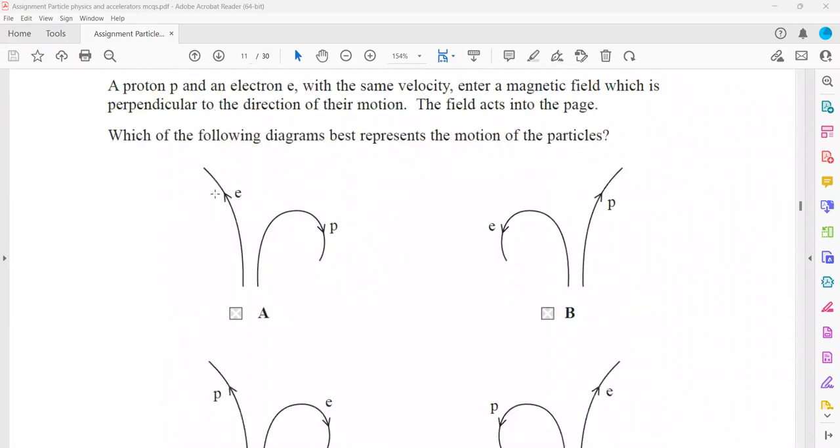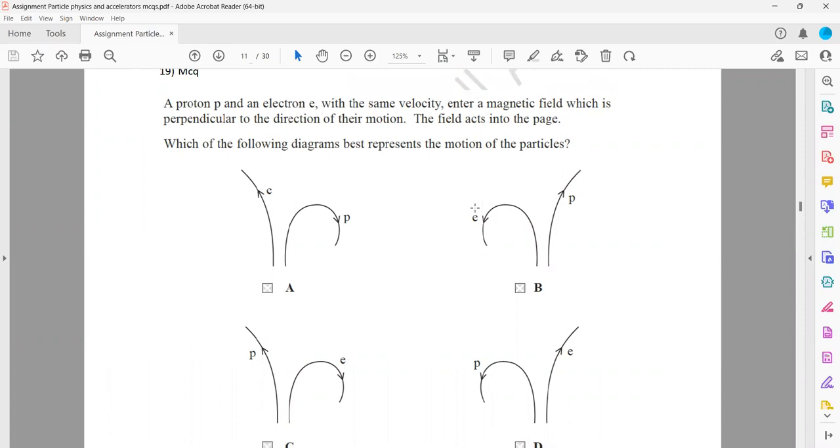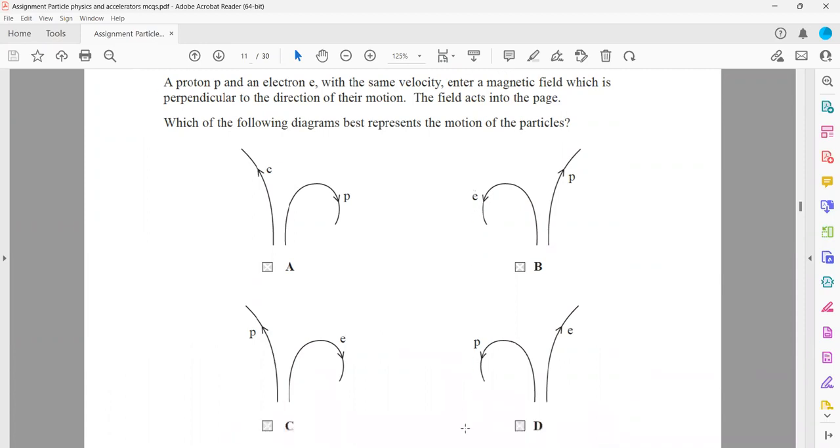Next is question 19. A proton and electron with the same velocities enter a magnetic field which is perpendicular to the direction of their motion. The field is into the page. Which of the following diagrams represents the motion of the particles? So first, we'll use the left-hand rule. Our index finger should point in the direction of the magnetic field. So the first finger, or index finger, should point into the page.